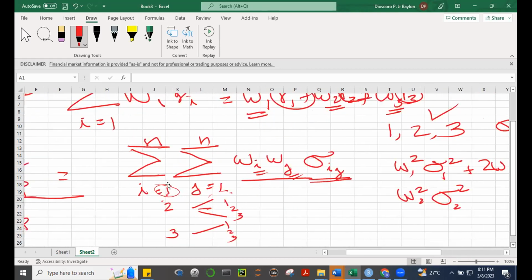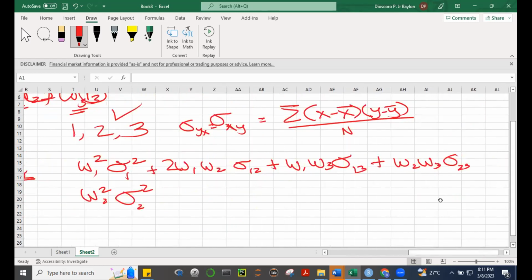So that's 3, 1, 3, 2, 3, 3. So that will be W3, W1, covariance 3, 1, which is just the same as this one. W3, W1, covariance 3, 1 is the same as W1, W3, covariance 1, 3. So since we're adding, we put a 2 here. So that takes care of 3, 1. For 3, 2, it's W3, W2, which is this one. So this becomes 2 again. And then lastly, W3, W3, that's W3 squared, variance of 3.